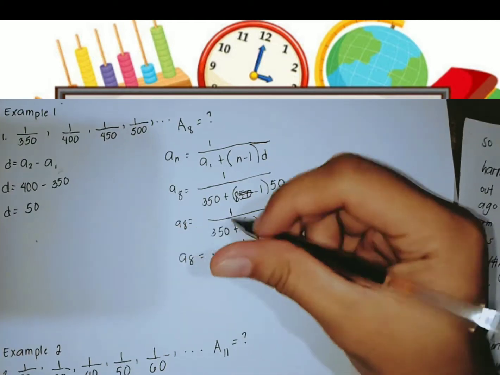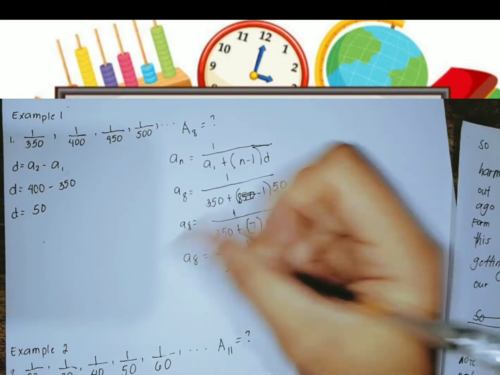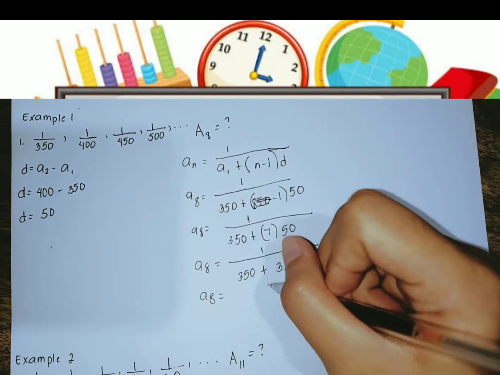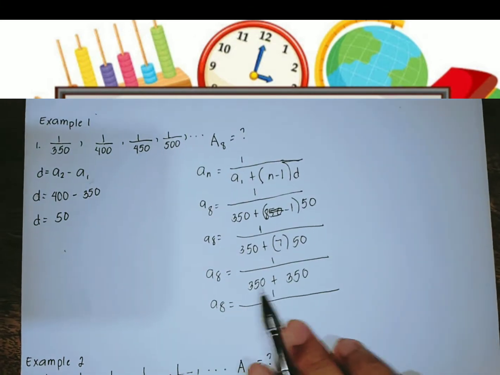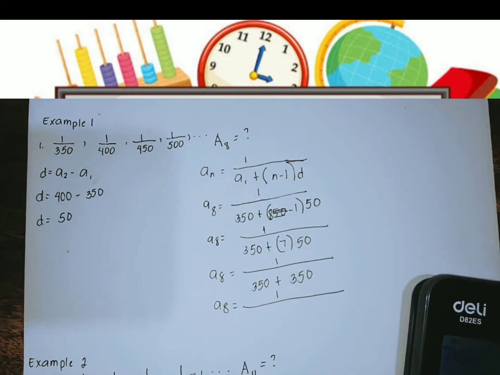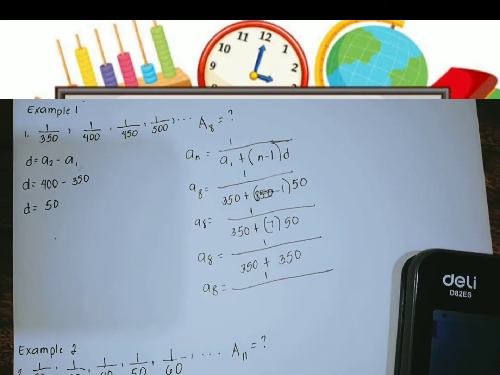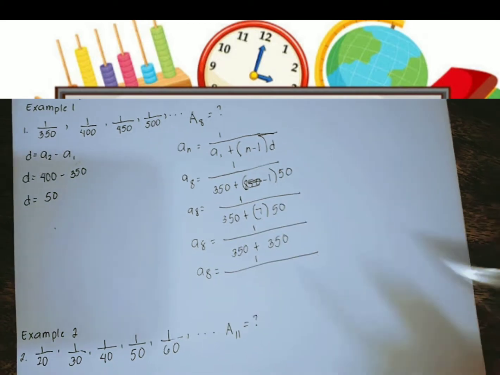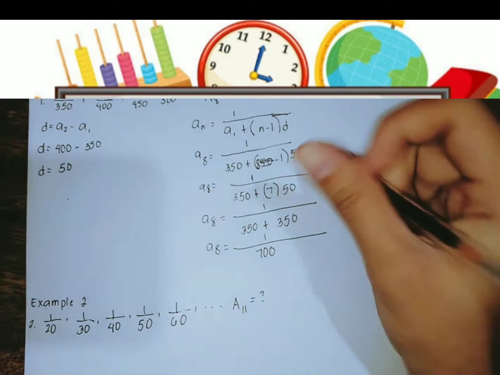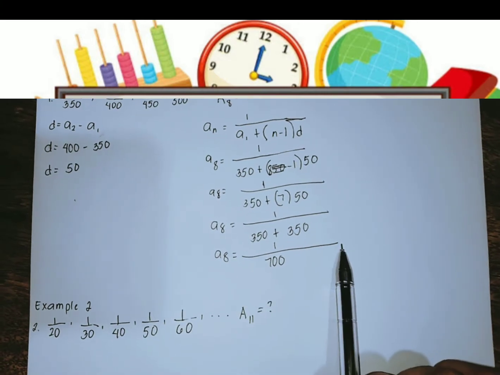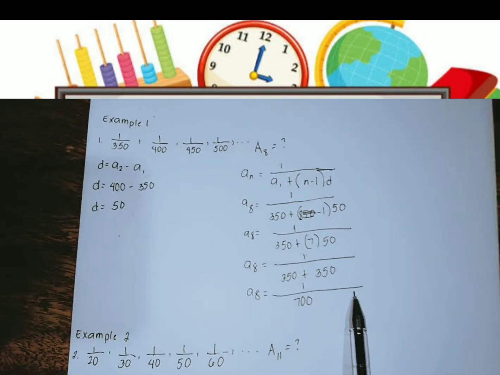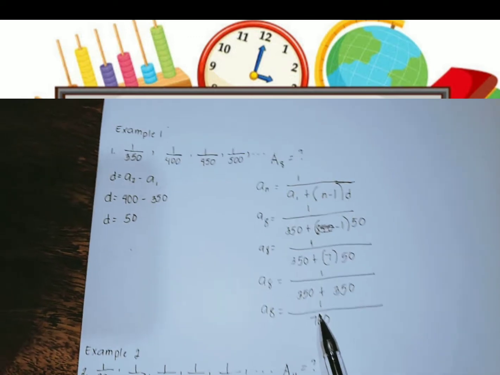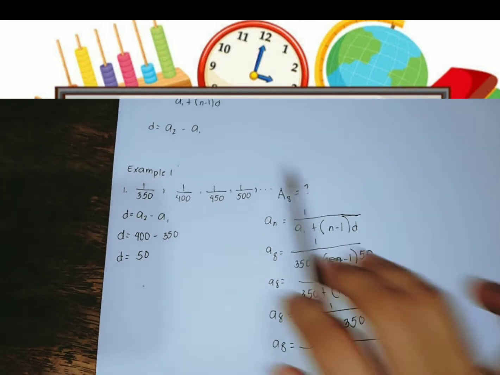7 times 50 is equal to 350. Now a sub 8 is equal to 1 divided by 350 plus 350, which is equal to 700. So the eighth term is 1 over 700. This is the answer in our example number 1.